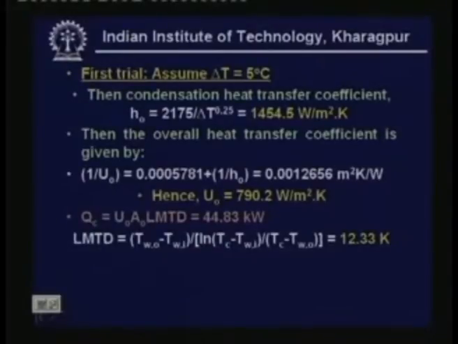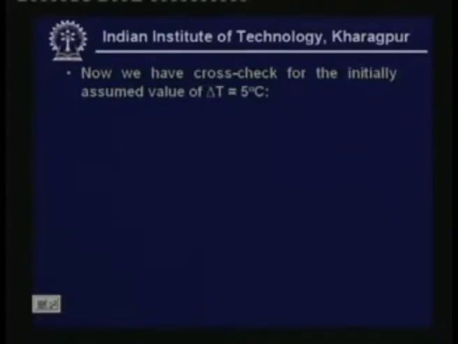So if you substitute these values, you find that the LMTD is 12.33 Kelvin. If you substitute the values of LMTD and U naught in the expression for Q C, then you find that the required area, that is outer area, is 4.6 meter square. Now, as I have already mentioned, you should not stop here, because this value we got by taking an initial guess value of 5 degree Kelvin for delta T. Now we have to see whether delta T is really 5 degree Kelvin or not. If it is not 5 Kelvin, we have to go for the next trial.